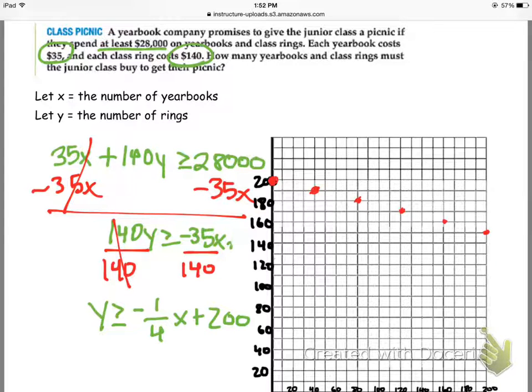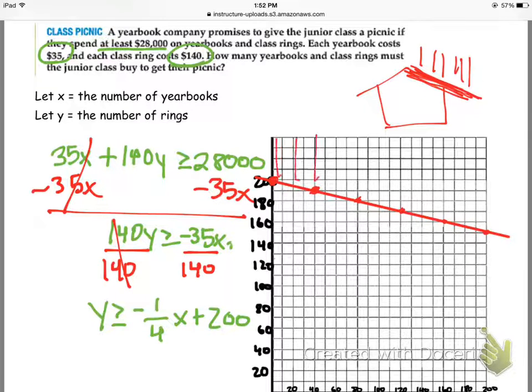Now y is greater than or equal to, and since it's equal to, we're going to include that, so we're going to have a solid line going across each of these points as best we can. And y is greater than this, so if we have our house analogy, since it's greater than, we're on the right side of the house here, and so it's going to be shaded above that. Any of the points above these is where it can work.